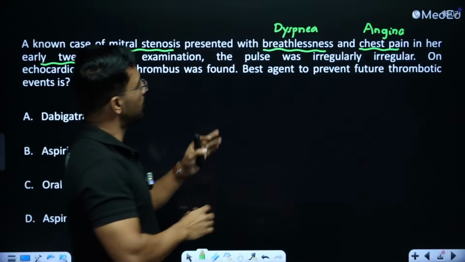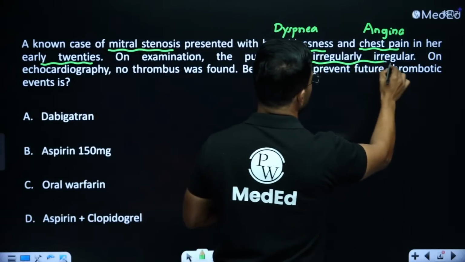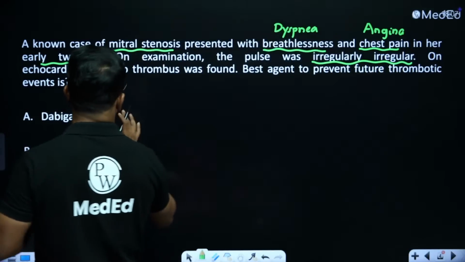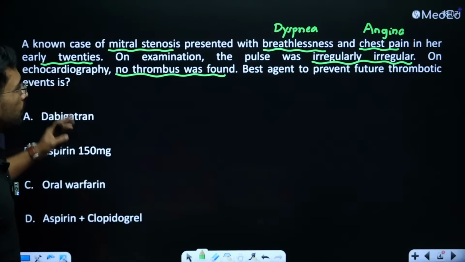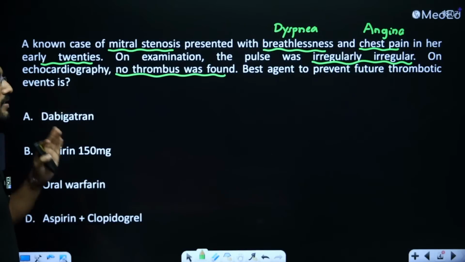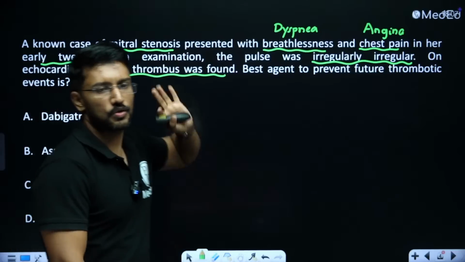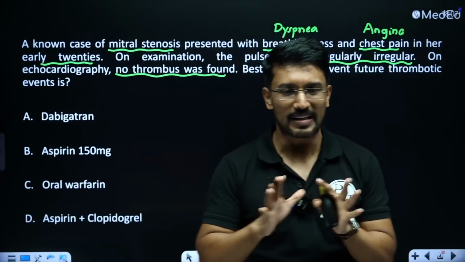On examination, the pulse was irregular, and on echocardiography, no thrombus was found. Best agent to prevent future thrombotic events is. Now from the question, what's your diagnosis? We are dealing with a case of mitral stenosis.